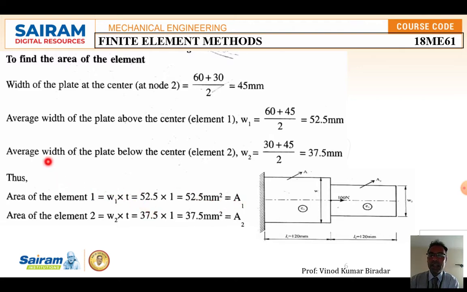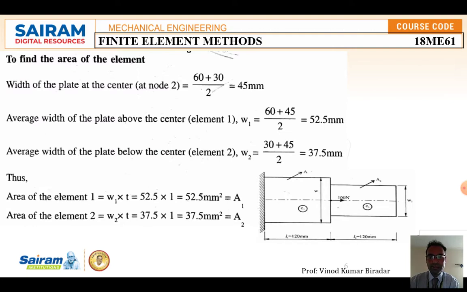So again, average width of the plate below the center, that is element 2, is equal to 30 plus 45. First you need to calculate the width at the center, then add the average width. Then take that width into thickness, which gives the area of the element. Similarly, area of element 2 is equal to width, that we found 37.5, and thickness is given 1, so 37.5 mm square. Okay, area 1 and area 2. This is the only trick to calculate the area if the width is given. Then the remaining procedure is the same.